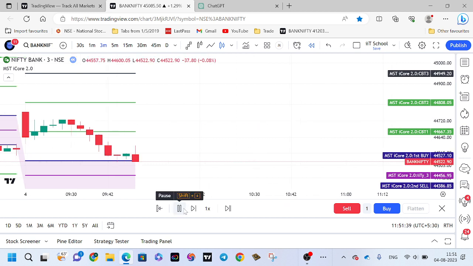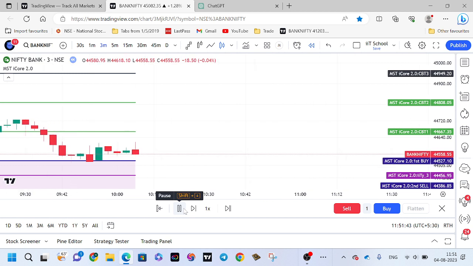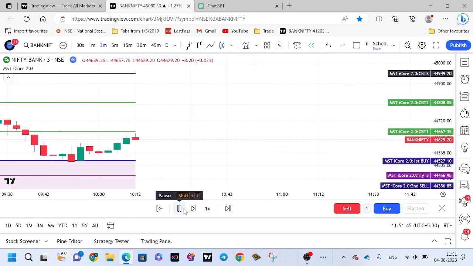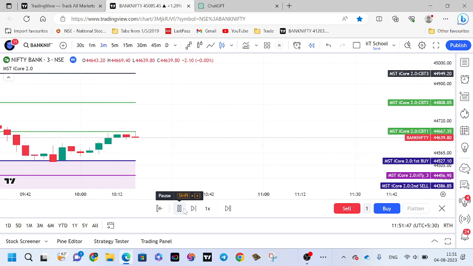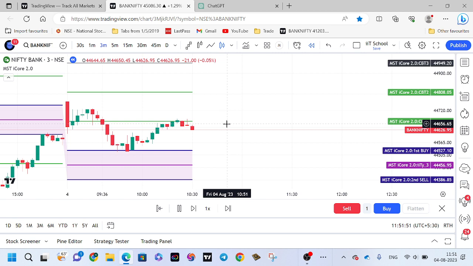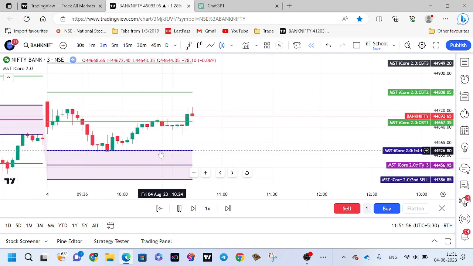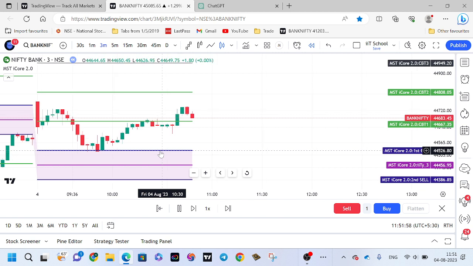So now we are waiting for the first target, 44,667. Market is nearing our targets. Yeah, perfectly our first target hit. So what is the next step we have to do? Now we have to revise the stop loss to cost. Revise the stop loss to cost and wait for the second target.